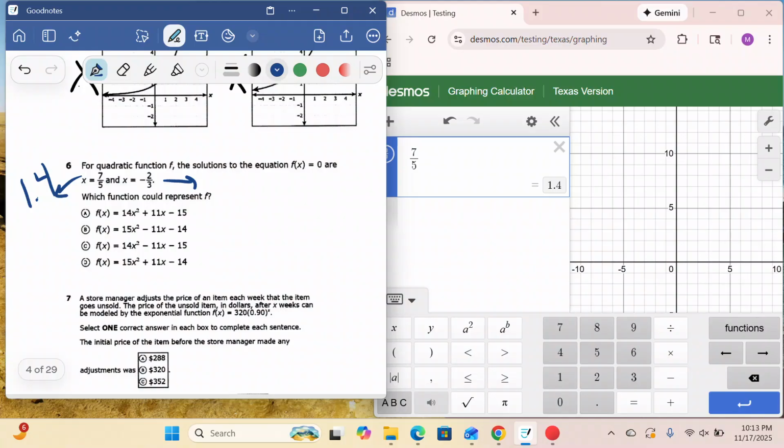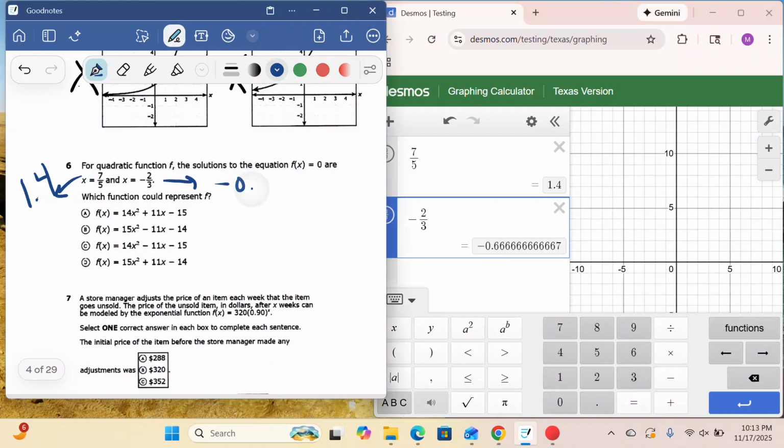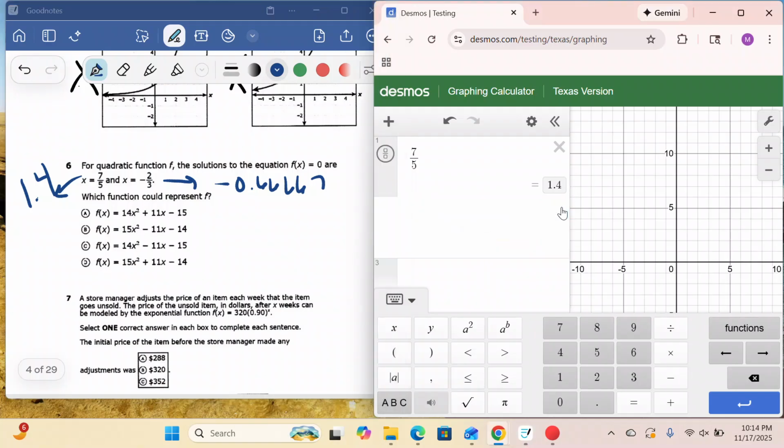And for my next zero, we're going to let Desmos do the work. We're going to put -2 divided by 3, and it's going to give us about -0.6666666 all the way to 7. So again, we're looking at our zeros being those. We're not going to put the f of x; we're going to look for the zeros being one of these two. So I'm going to input the first one and find out what the zeros are.